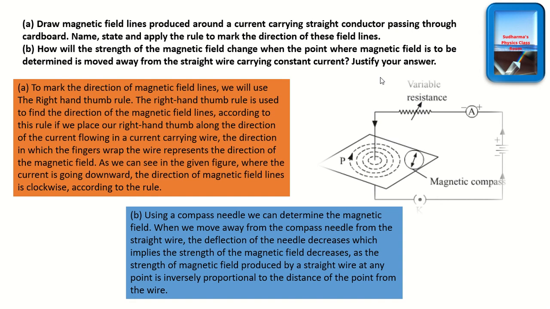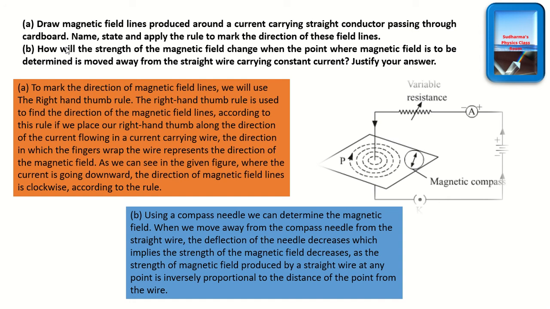So we know that when current flows through a straight conductor, we are going to get concentric magnetic fields, right? Concentric circular magnetic field. And nearby the conductor, the concentration of the field lines is going to be more. Name, state and apply the rule. This is a long answer question. Name, state and apply the rule to mark the direction of these field lines.